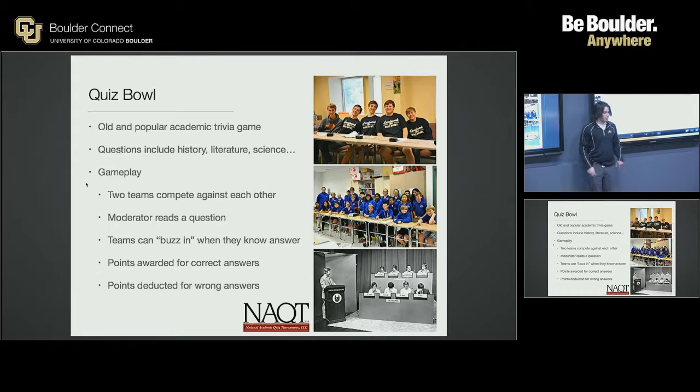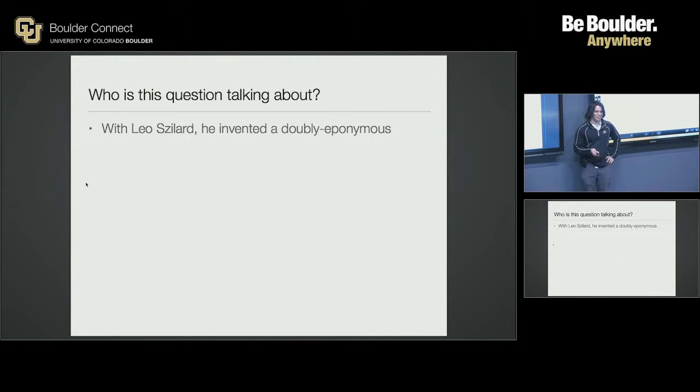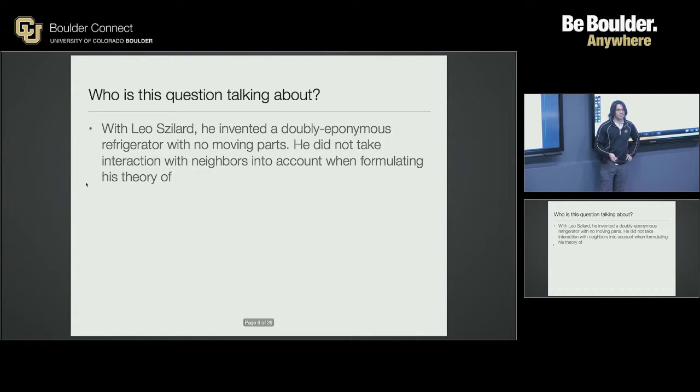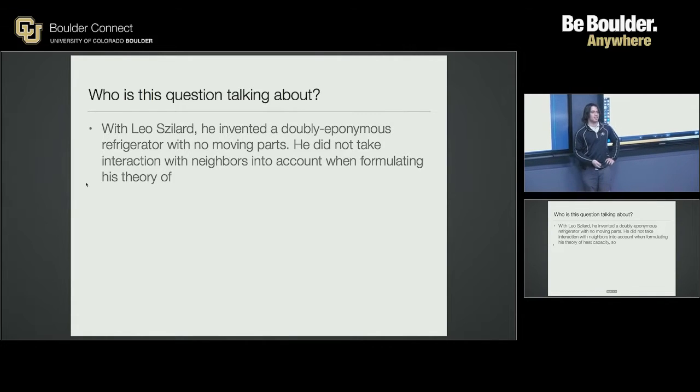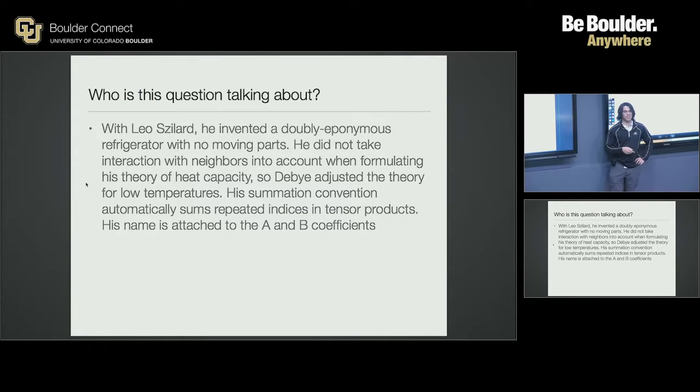If we were to play now, say if I played against Aaron, someone would read a question, and when one of us knows the answer, we'll buzz in and say the answer. Rather than trying to explain that, let's do an example. If you've seen this question before, please don't answer. Leo invented a doubly eponymous refrigerator with no moving parts. He did not take into account interactions with neighbors when formulating his theory of heat capacity, so WA adjusted the theory for low temperatures. His summation convention automatically sums repeated indices and tensor products. His name is attached to the A and B coefficients.